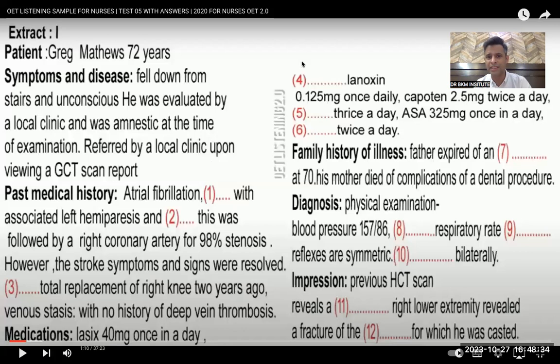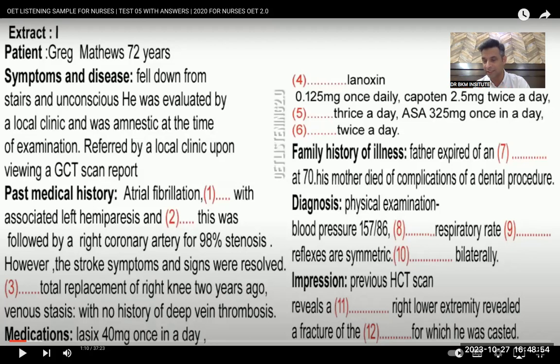So I will try to guess at least 2 or 3 blanks which should be correct. Like medications, obviously these spellings can be wrong, so you don't have to worry. Family history: father expired of an dash at 70, and it means like an acute disease. There should be something starting with A, E, I, O, U. There should be a vowel sound.